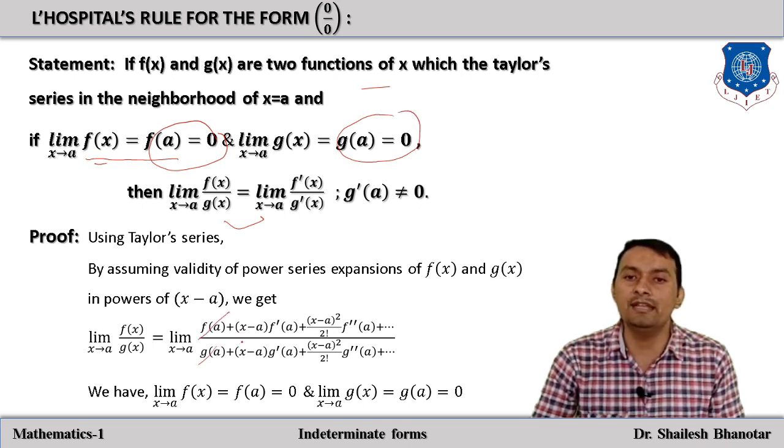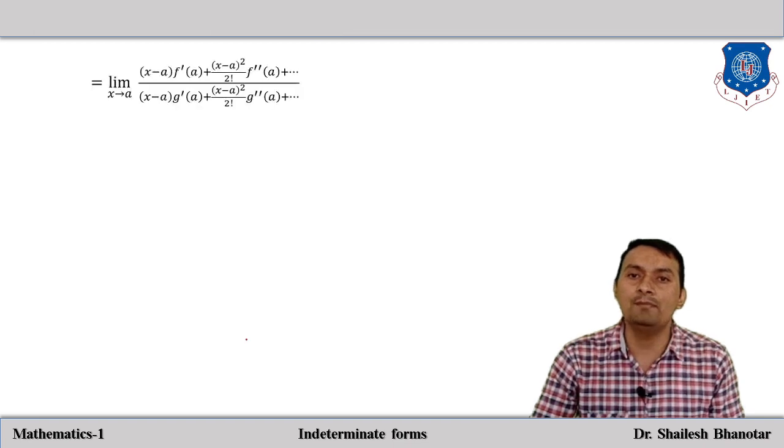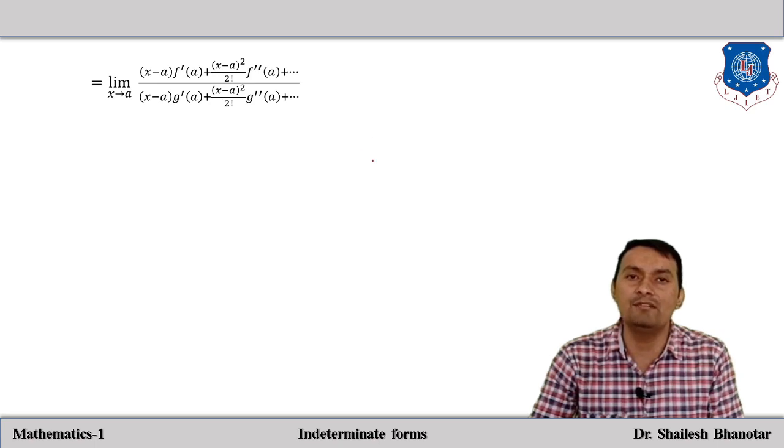So after putting the 0, we get the expansion: limit x tends to a, (x minus a) f dash a plus (x minus a) square divided by 2 factorial f double dash at a, and so on, and the same for the denominator. From this expression we can see that the x minus a factor is there in all the terms. So we can take it common from the numerator as well as the denominator.